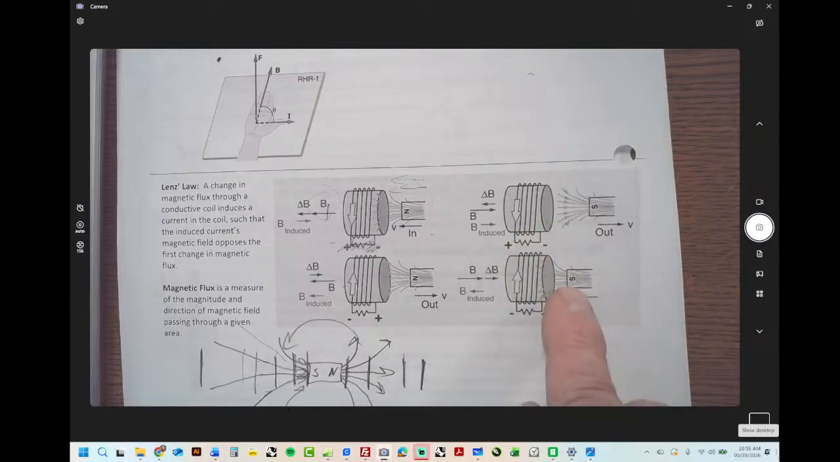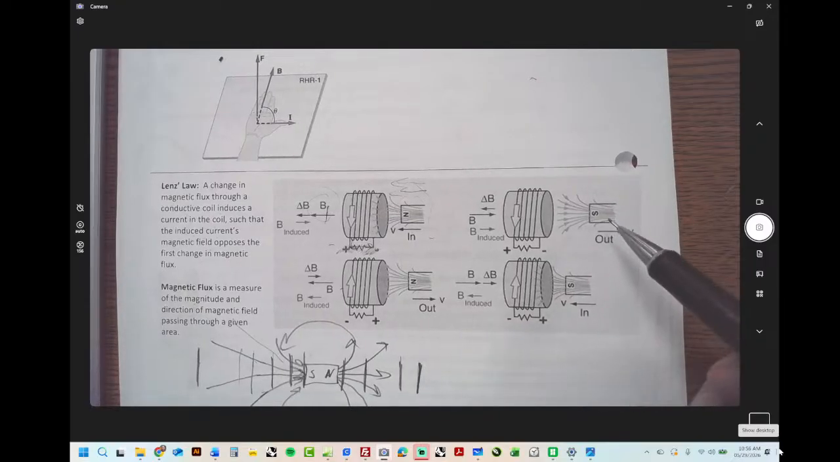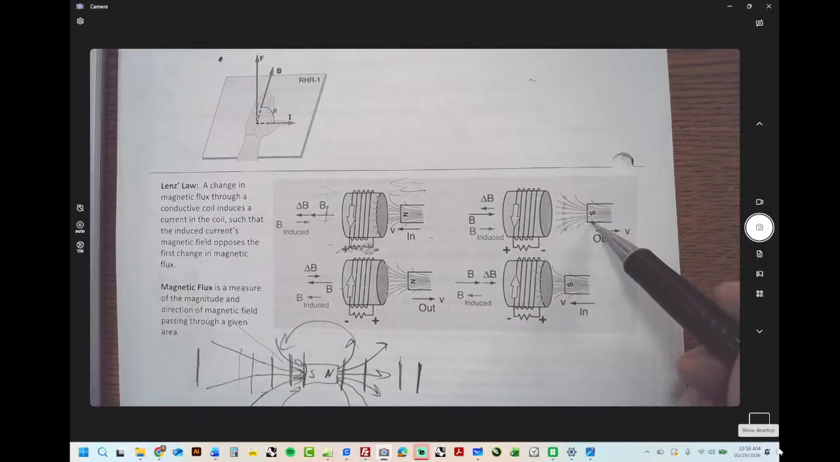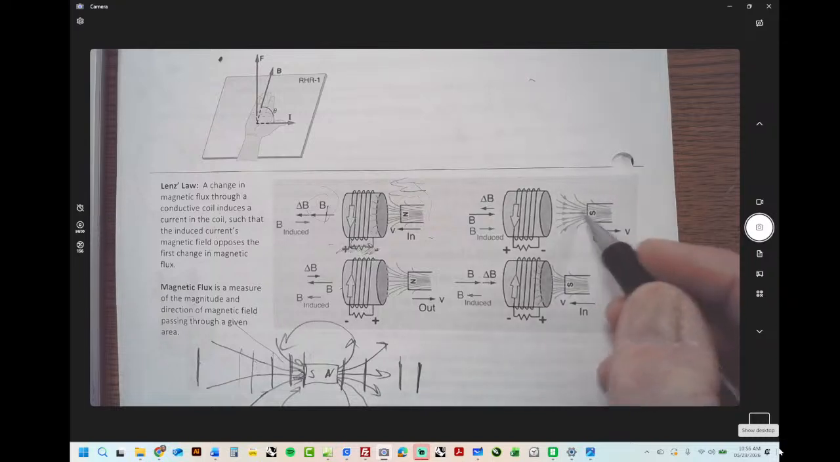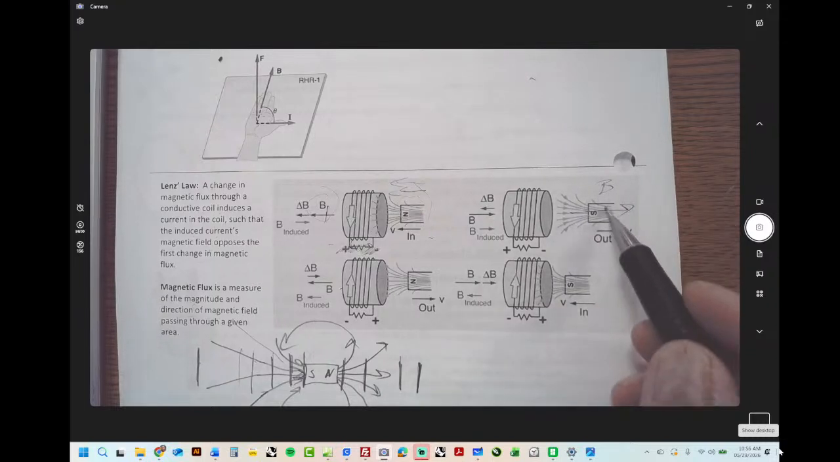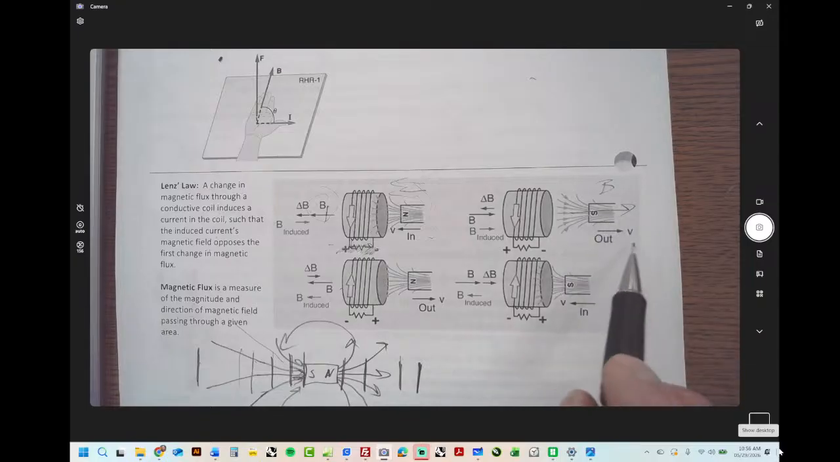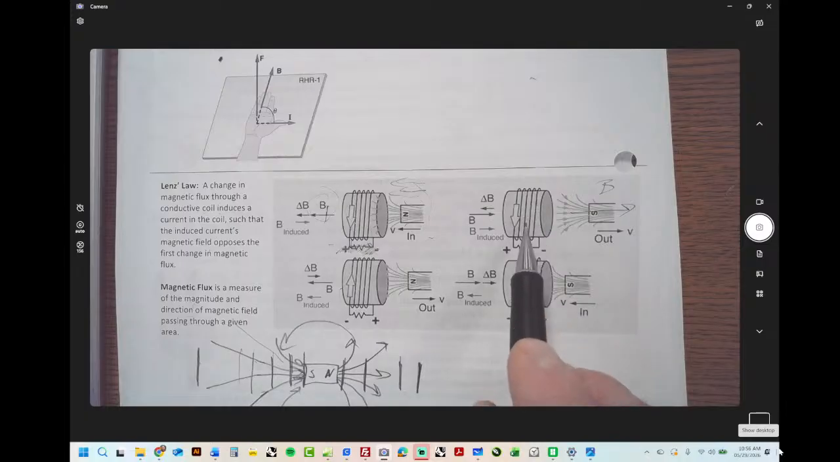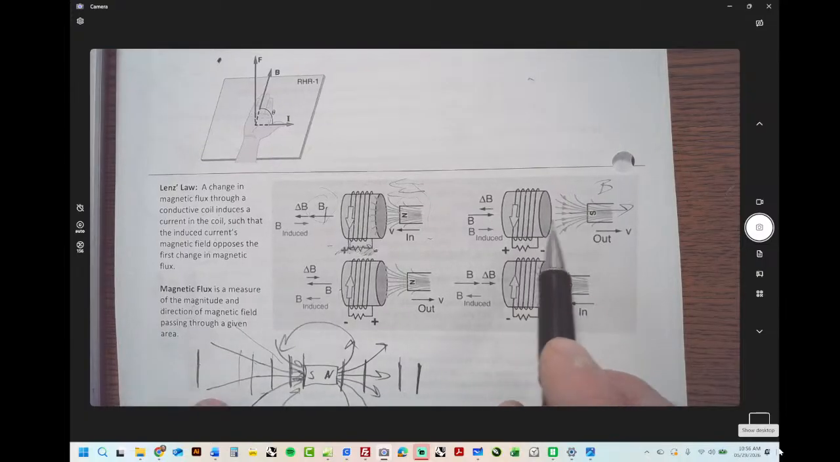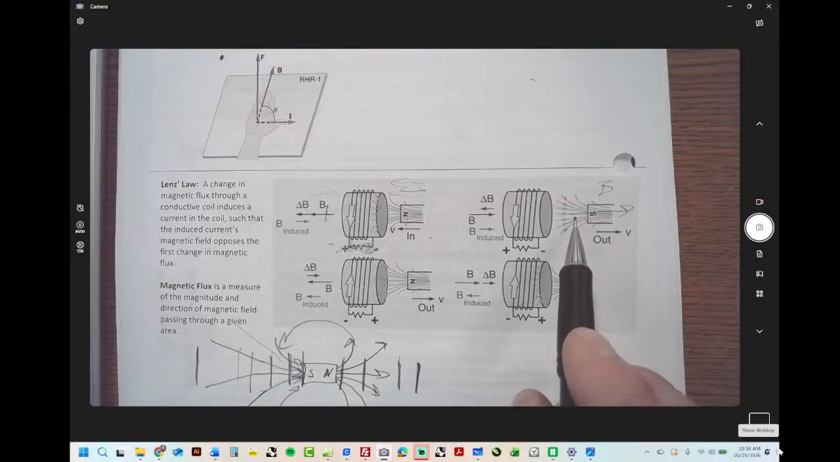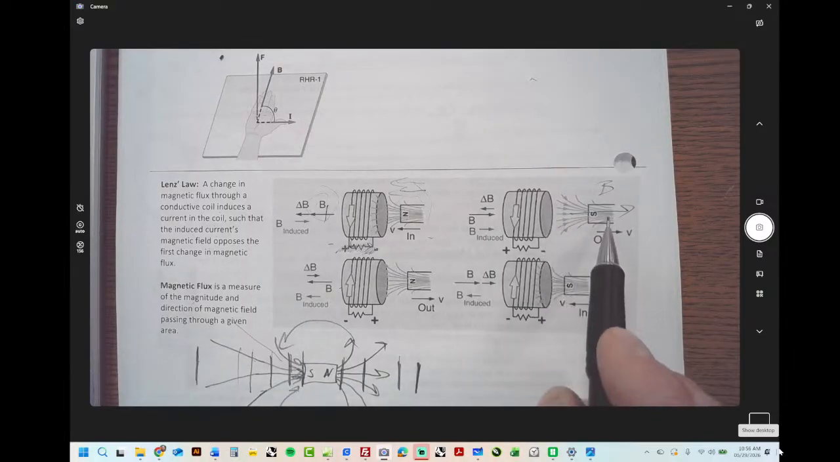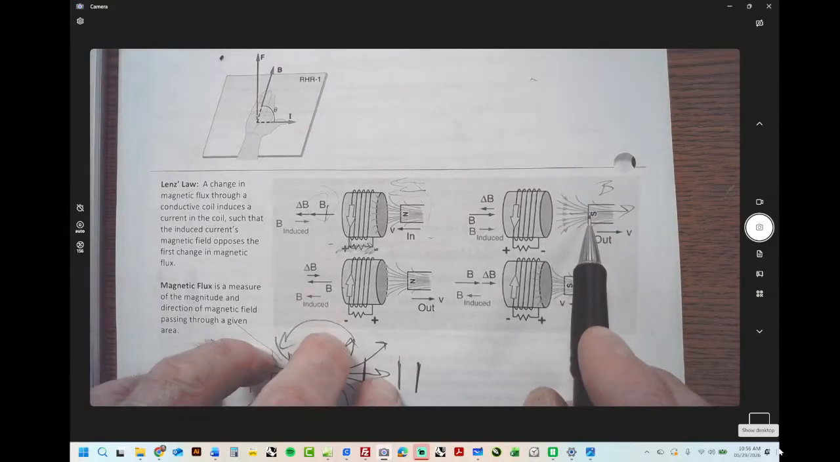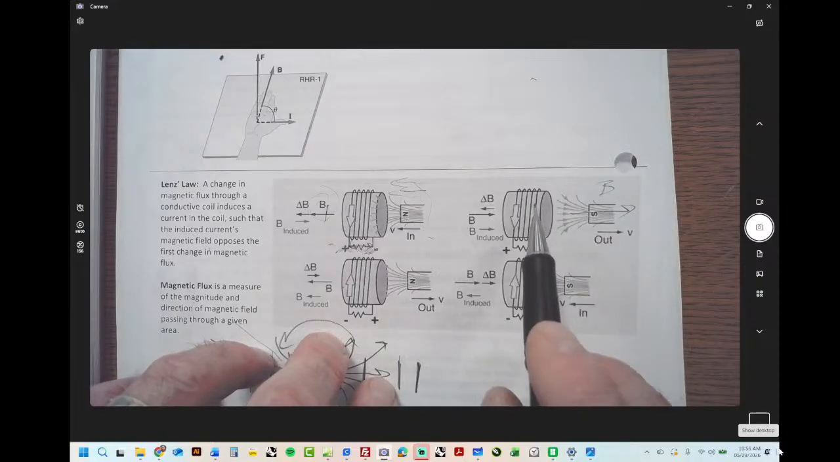Yeah. So right here, south is on the left. Which way is the field? To the right. So we've got a rightward field, and we're taking this magnet and moving it away from the coil. So what's happening to the flux, the number of field lines going through the coil? Decreasing. So what we have is a rightward field that's getting weaker, and we counteract that change by creating a new field.